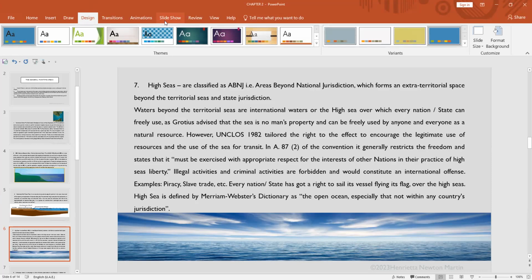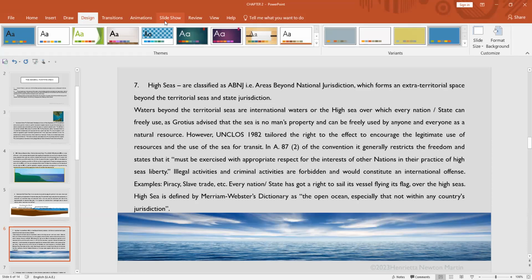They're the high seas. They are classified as areas beyond national jurisdiction, that is beyond the sovereignty of any one particular state. It belongs to everyone. It forms an extraterritorial space beyond the territorial sea and state jurisdiction. Waters beyond the territorial seas are international waters, or the high sea, which every nation or state can freely use. As Hugo Grotius advised, the sea is no man's property and can be freely used by anyone and everyone as a natural resource.